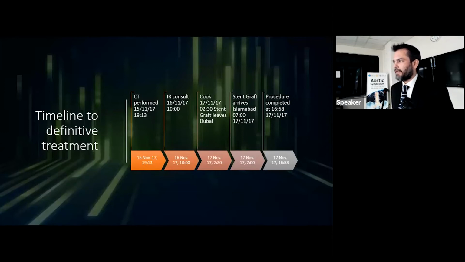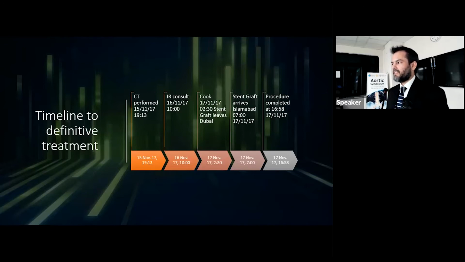The next morning. Now once we've been consulted, we've engaged the company, engaged their various managers, and they go through the different hierarchy. But almost within 12 hours, at 2:30 a.m. the next day, the graft has left Dubai, and it arrives in Islamabad at 7 a.m. And the procedure is completed the same day at 16:58. That is the time the last image was acquired. So it takes a few hours to do this case.